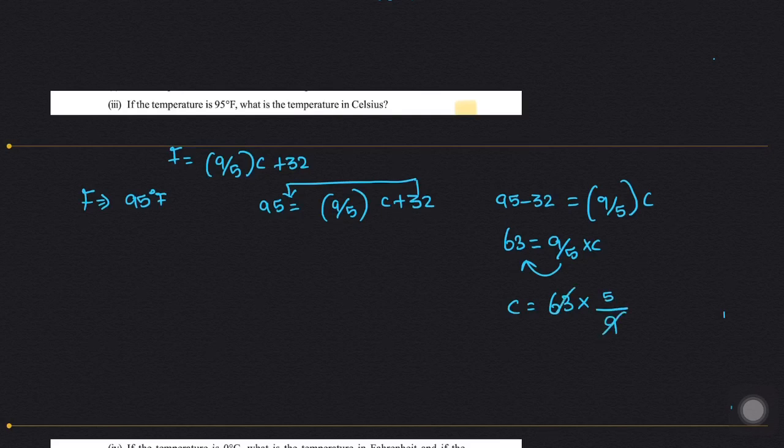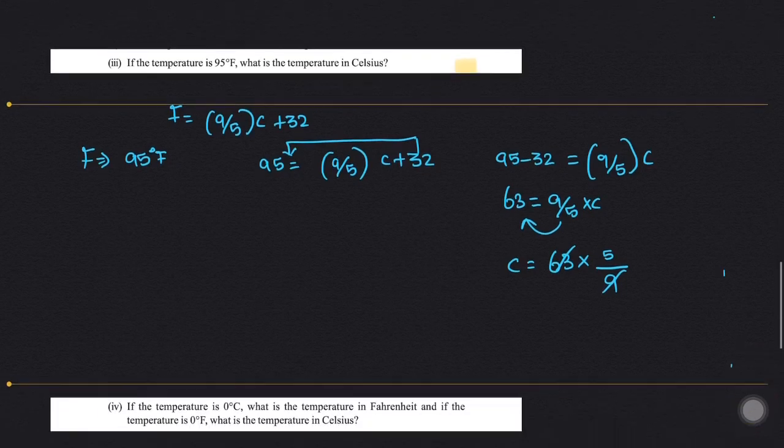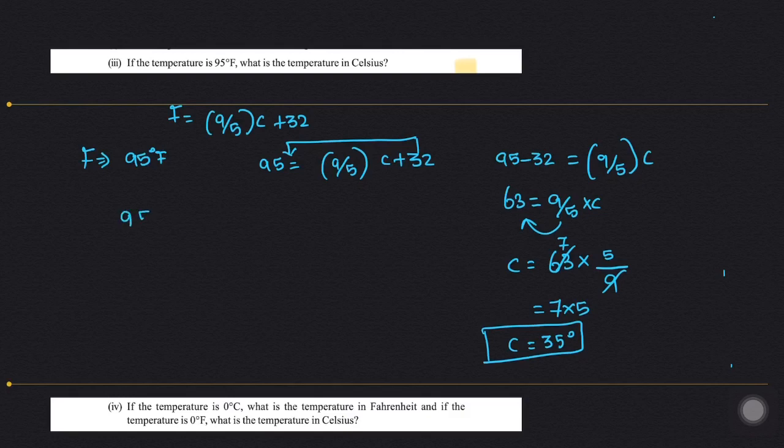After cancelling this, we are getting 7 times. So C is equal to 7 times 5, that means 35 degrees Celsius. So the meaning is, a temperature of 95 degrees Fahrenheit is equal to 35 degrees Celsius.